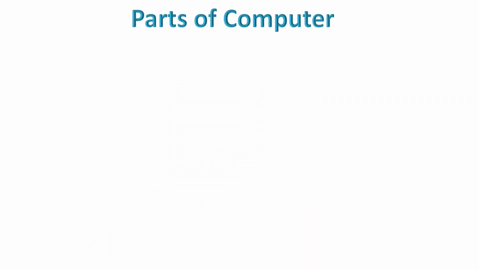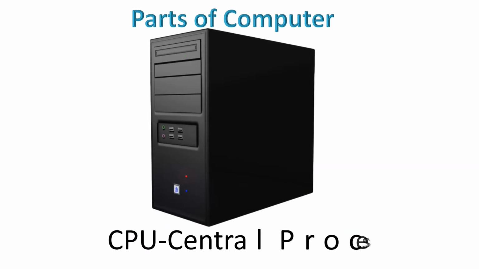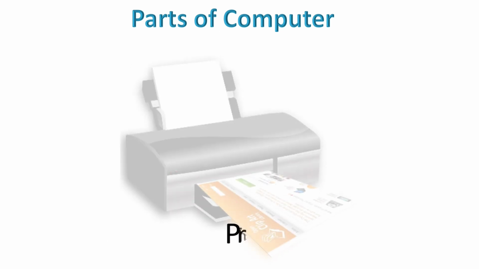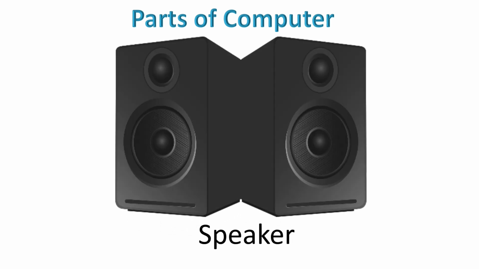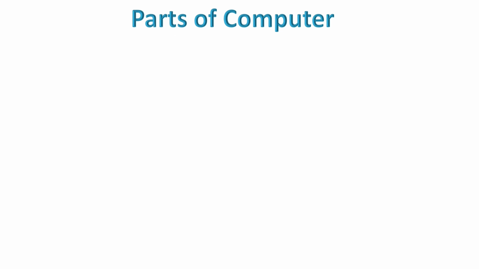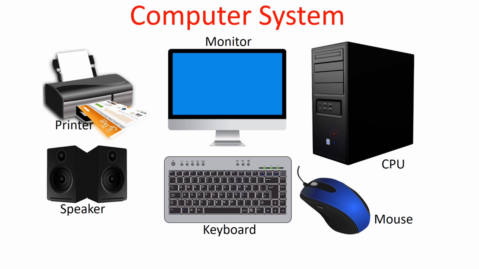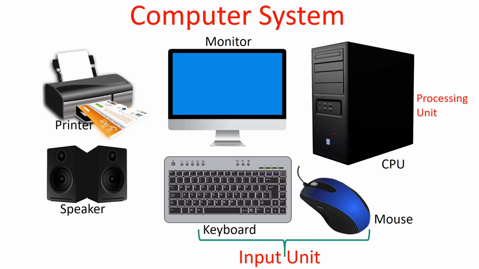The major parts of the computer are keyboard, mouse, CPU, which is also called the central processing unit, monitor, printer and speaker. All the parts of computer make a complete computer system in which the keyboard and mouse belong to the input unit of the computer system. CPU is the processing unit. Monitor, printer and speaker belong to the output unit of the computer system.